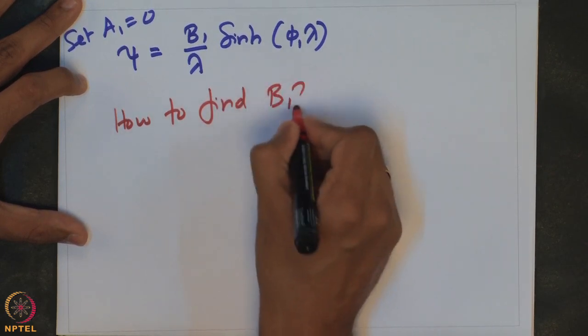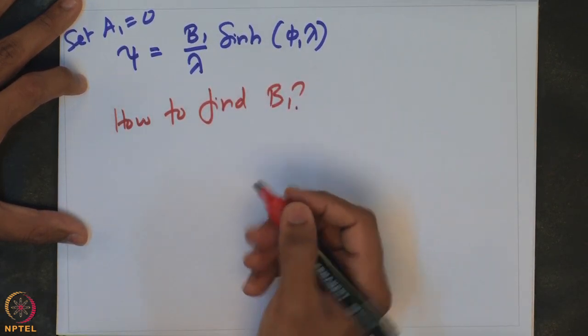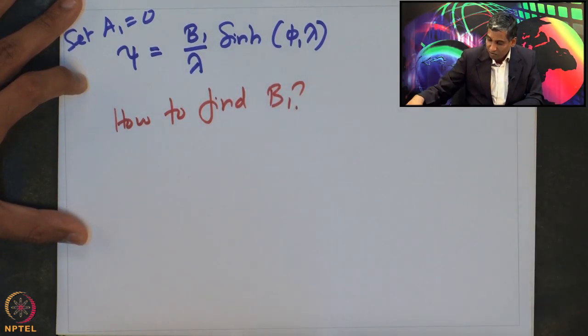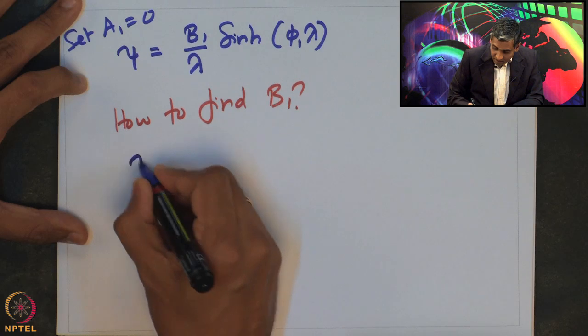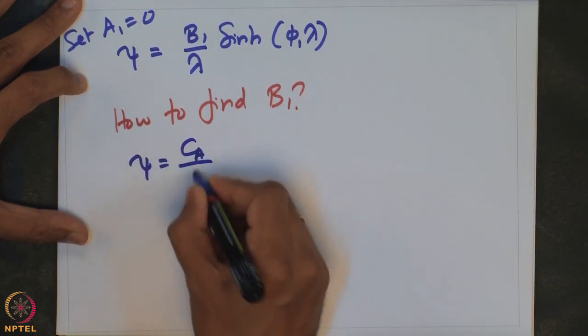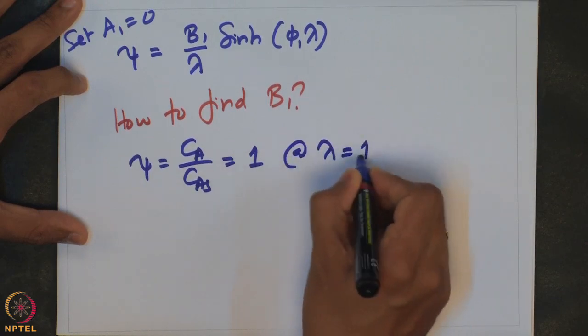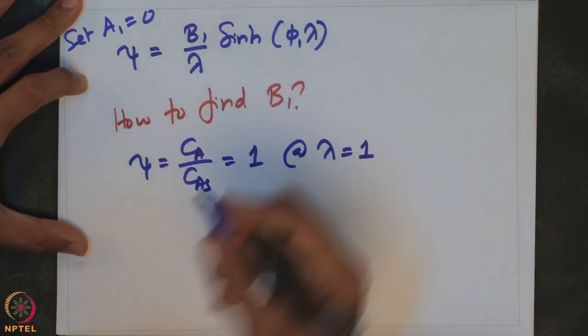How to find b1? We can use the other boundary condition which is available. What is the other boundary condition? The other boundary condition is psi equal to Ca by Cas, that is equal to 1 at lambda equal to 1. So we can substitute that here.